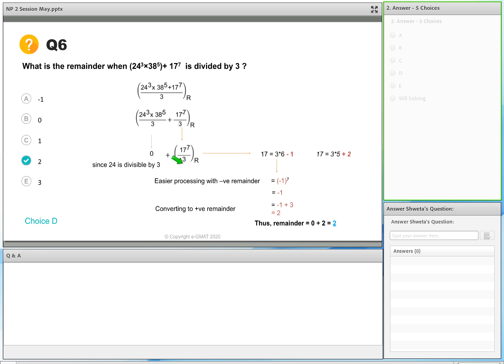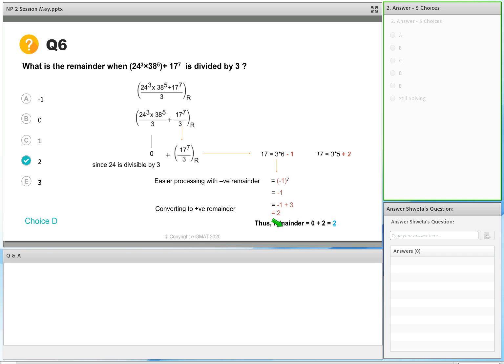Now, since 2 to the power 7 would be quite a calculation, we would try to think in terms of negative remainders. And the negative remainder here is minus 1, because I can write 17 as 3 times 6 minus 1. Then when I take the remainder as minus 1, minus 1 to the power 7 is sweetly calculated. It's just minus 1. Finally, all you need to do is convert this negative remainder back into its positive version. And how you do that is add the divisor to it. So minus 1 plus 3 gives you 2.